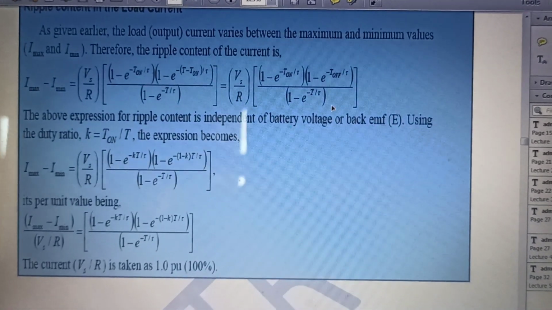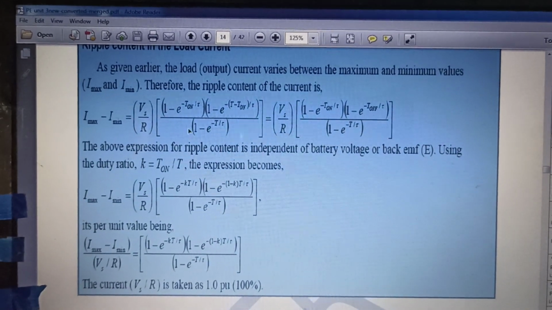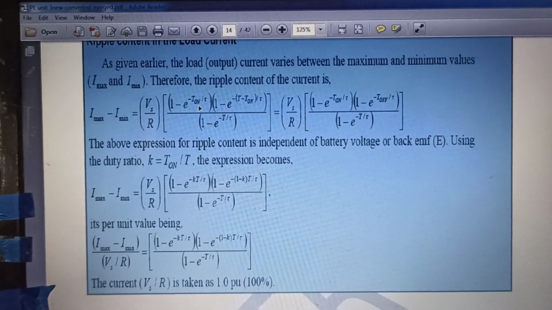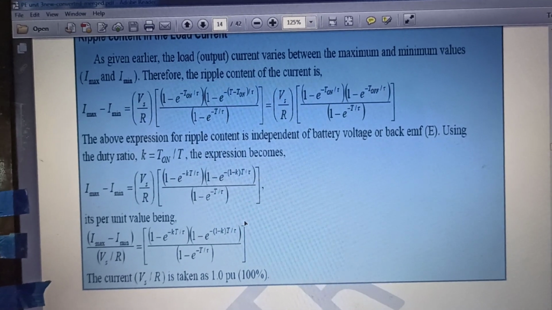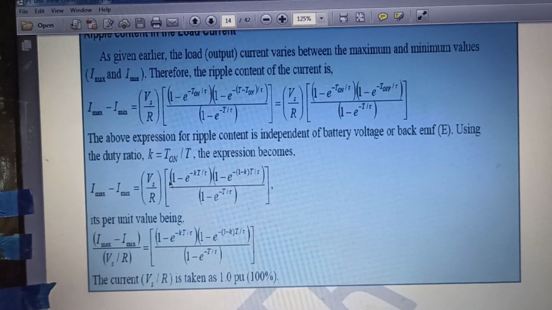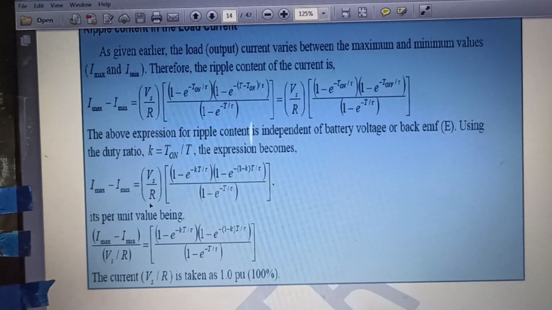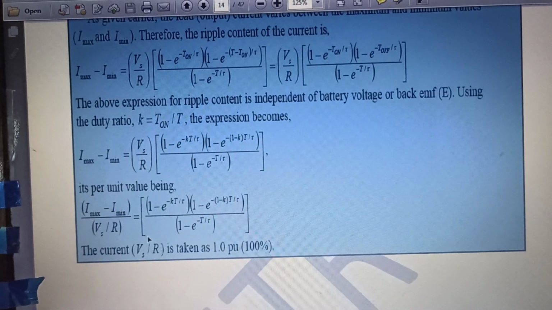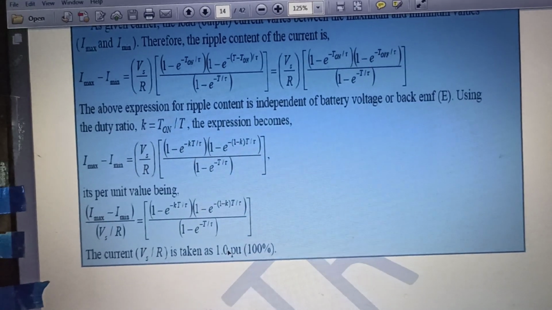We can very well see this expression, that T on by T, we will put it as K, and we will substitute the value of T on as KT. So this becomes 1 minus K, and then we have to obtain the per unit value. Per unit value is in terms of Vs by R, because Vs by R is the base value of current, base value of source current. So this is the per unit value, and Vs by R is taken as 1 per unit, 100%.